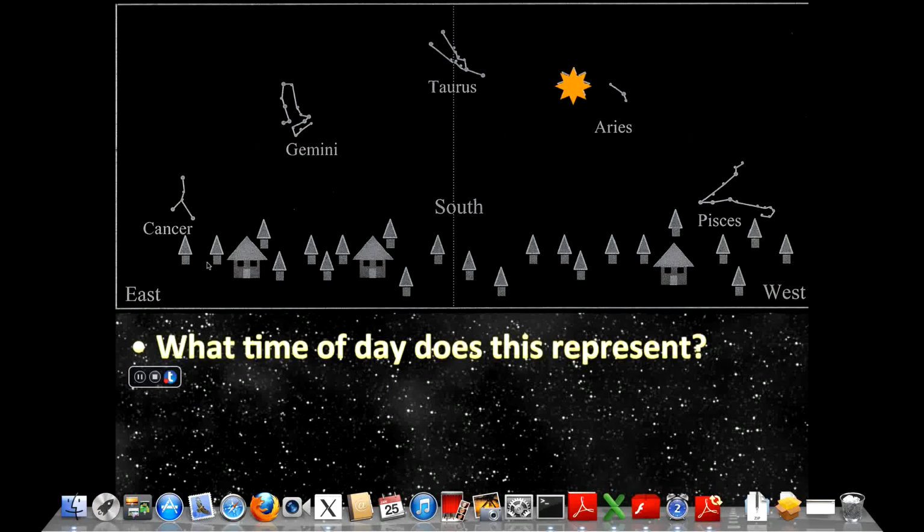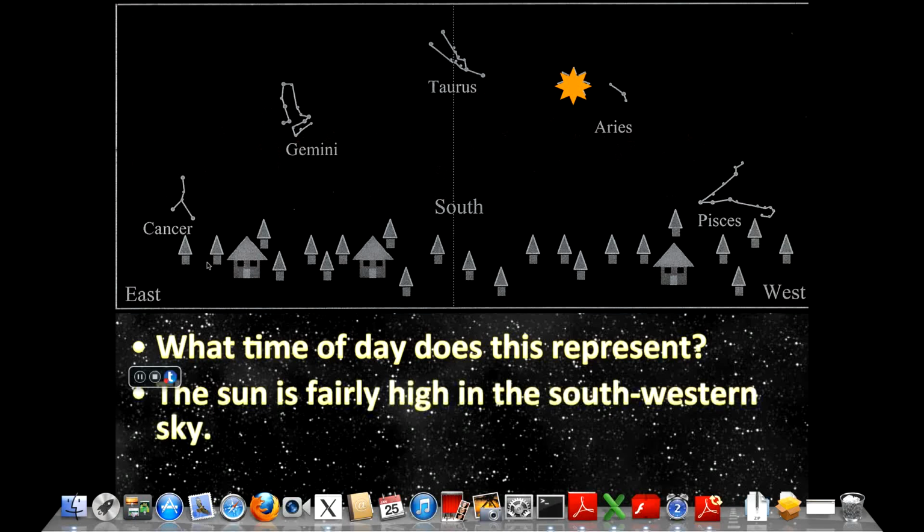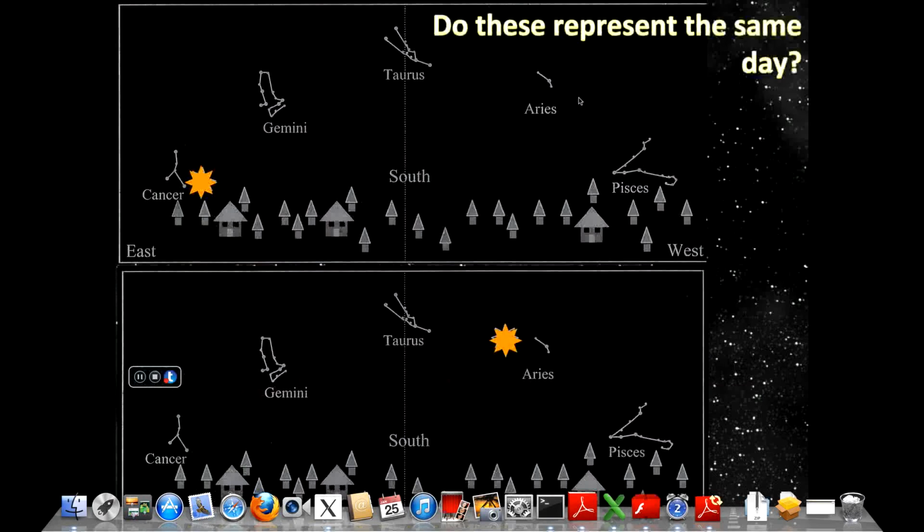Here we have the sun in Aries. What time of day is this? Well, now the sun is fairly high, it's in the southwestern sky, so it must be mid-afternoonish. Noon would be when the sun was here, and it's setting down here, so this is early to mid-afternoon.